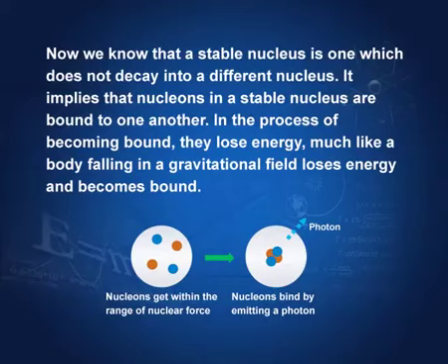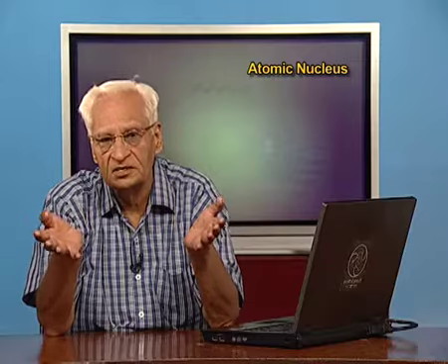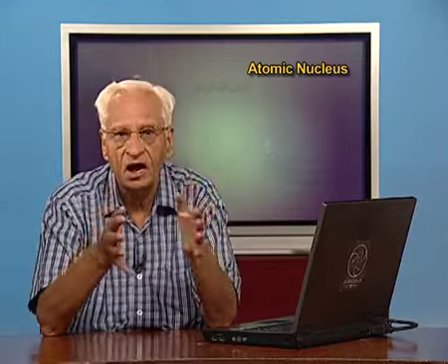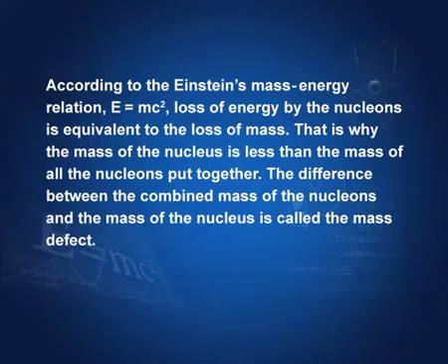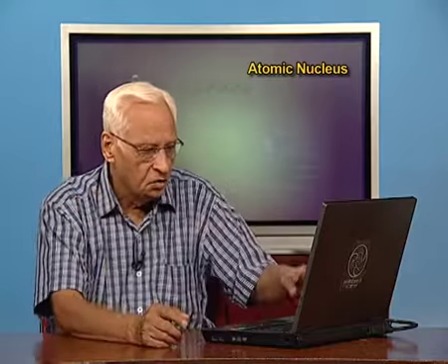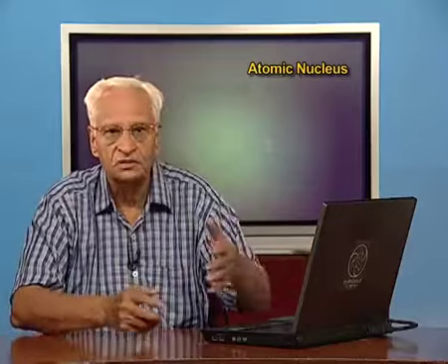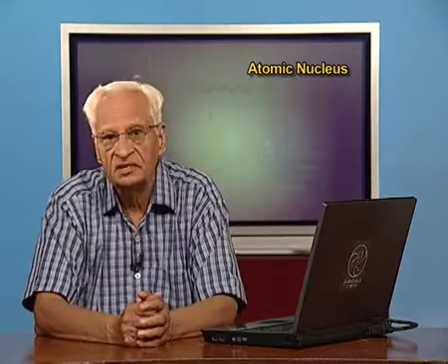It is just like the gravitational field. When a particle falls into the gravitational field, it loses energy. Similarly, here 4 nucleons, when they bind together, they lose energy, and this energy which is lost gives us an idea of what a stable nucleus would be. Now, according to Einstein's equation, energy is equal to mc squared, and the loss of energy when these nucleons bind together means loss of mass according to Einstein's relation.